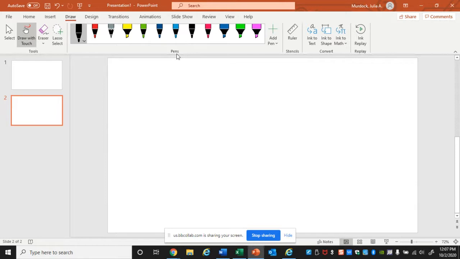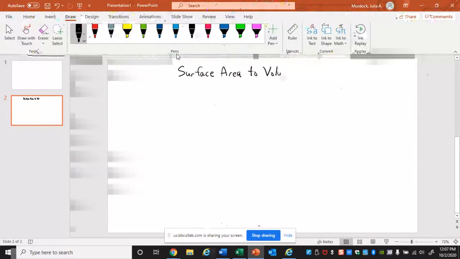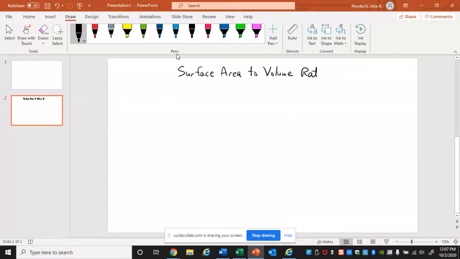All right. So I'm going to talk about probably the most difficult concept, which still isn't that difficult, that you'll encounter today when you look at the Ed Puzzles I've listed for you. So surface area to volume ratio. All right, so what is that?